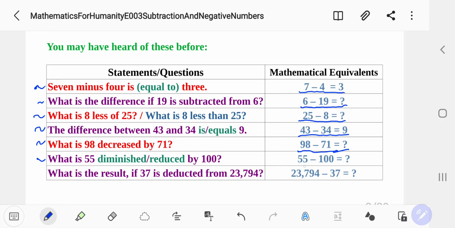The mathematical equivalent for that is 55 minus 100 equals. The next one is, what is the result if 37 is deducted from 23,794?